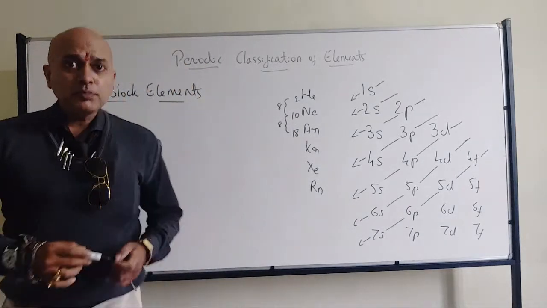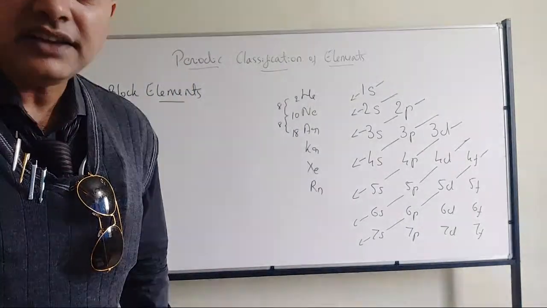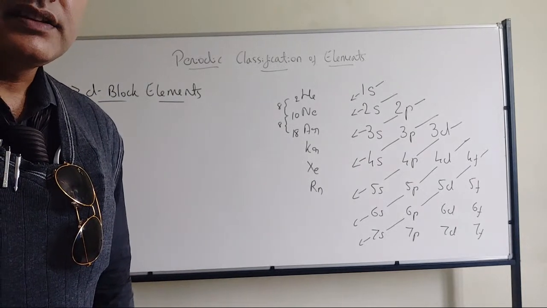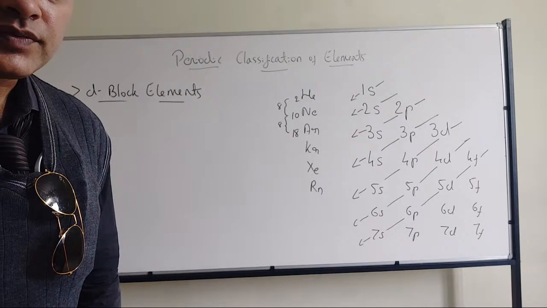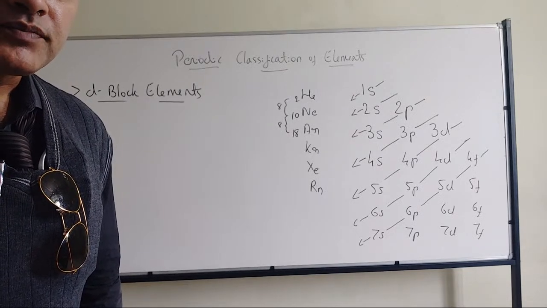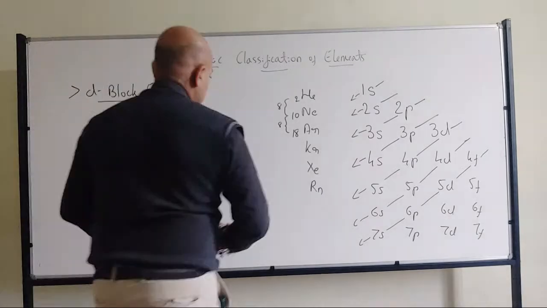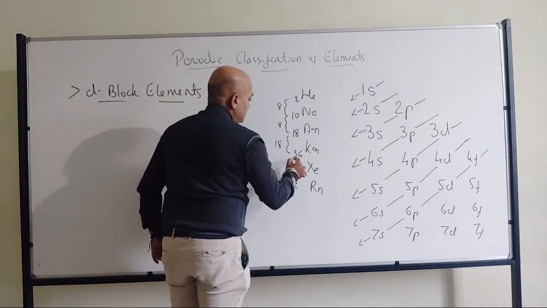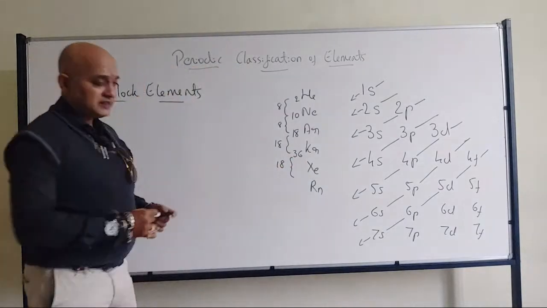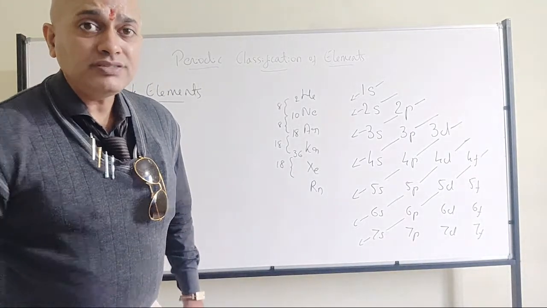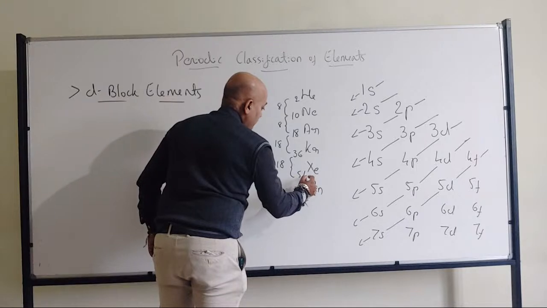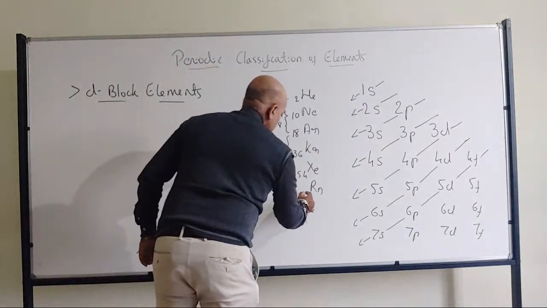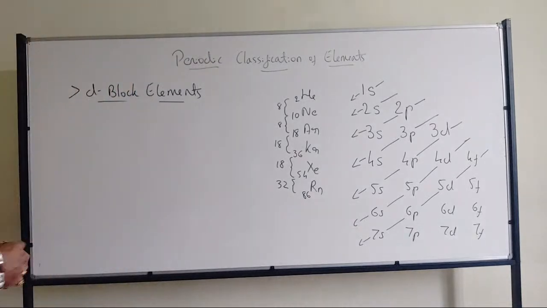What about krypton then? Whether we have to add 8 to the 18 for krypton, or what is the atomic number for krypton? Yes, it should be 36. That means we have to add 18, not 8. Once again, add 18 to 36. How much will it be? It will be 54. Now add 32 to 54. How much will it be? It will be 86.